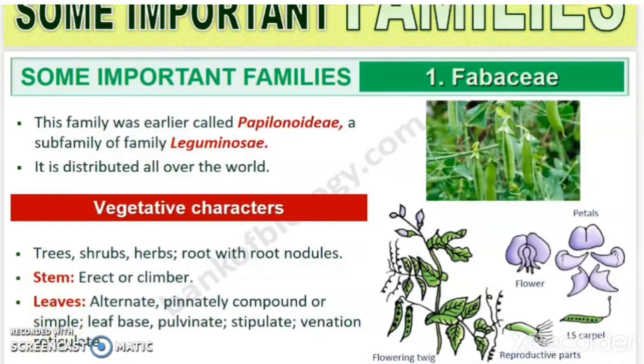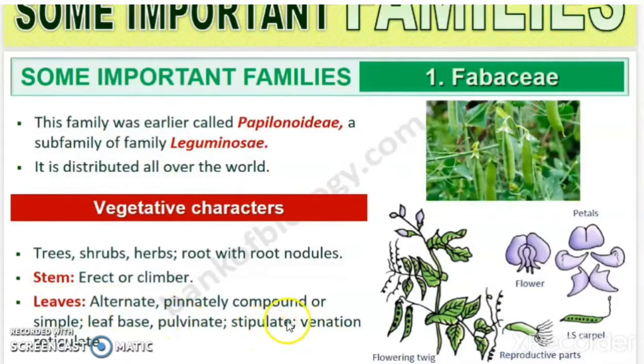The place where the leaf is attached to the stem, we are calling it as leaf base. And in some plants, their leaf base is swollen, as in the leguminous plants we studied. So the swollen leaf base is called pulvinus. That is why they have written it as pulvinate.